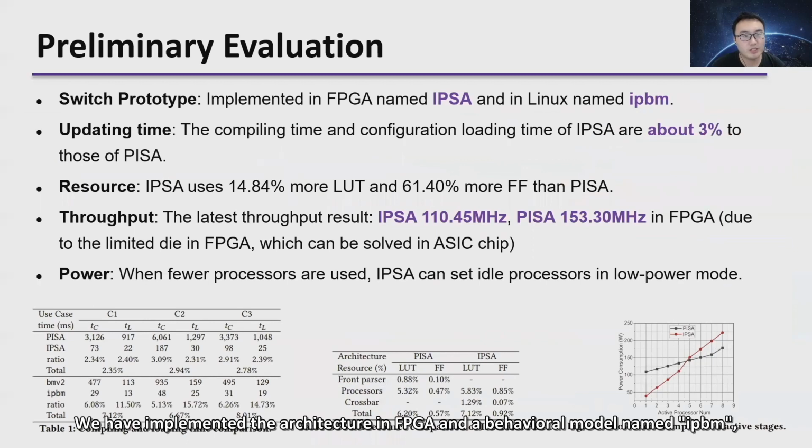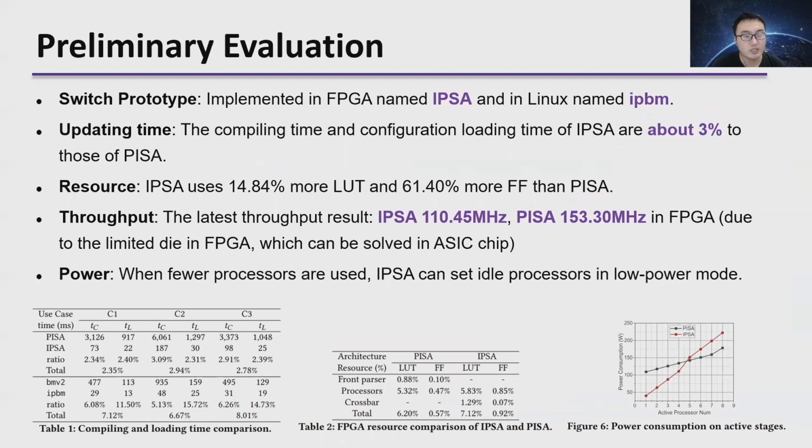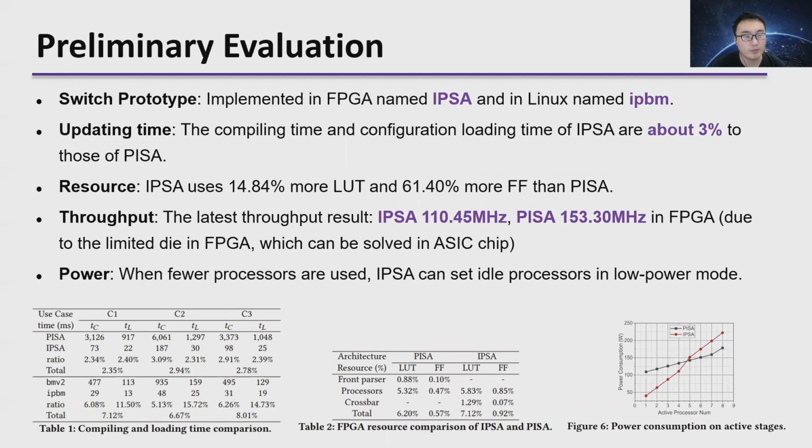We have implemented the architecture in FPGA and a behavioral model named ipbm, like BMv2 in P4, and we have implemented the compiler and control plane interfaces. As for updating time, the compiling time and configuration loading time of IPSA are about 3% of those of PISA in Table 1. In the latest experiments, the pipeline halting time is 2 to 3 orders of magnitude lower than PISA. The runtime reconfiguration brings resource overhead, which is acceptable.